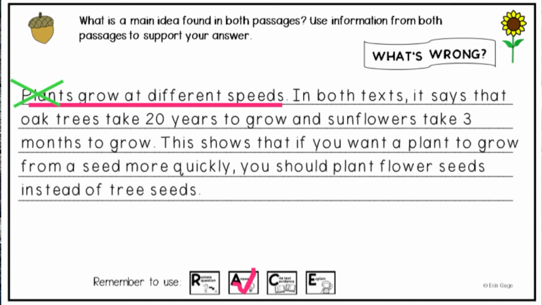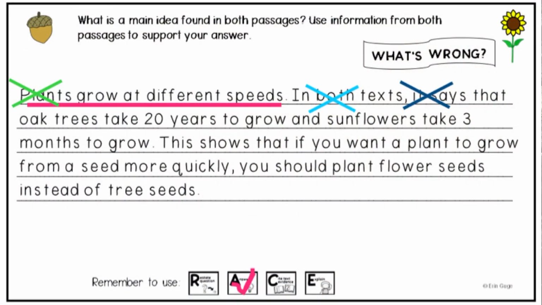Did it cite text evidence to prove that? No, it did not. The second text did not say that it takes 20 years for the tree to grow, but this answer said that both texts said that, so that's not even accurate or correct text evidence. We need to accurately give text evidence. Okay, and does it explain? Let's see, it says, this shows that if you want a plant to grow from a seed more quickly, you should plant flower seeds instead of tree seeds. Whisper yes or no. Does that explain some ideas about the text evidence or that big idea answer of the speed of plant growth? Yes, it does.